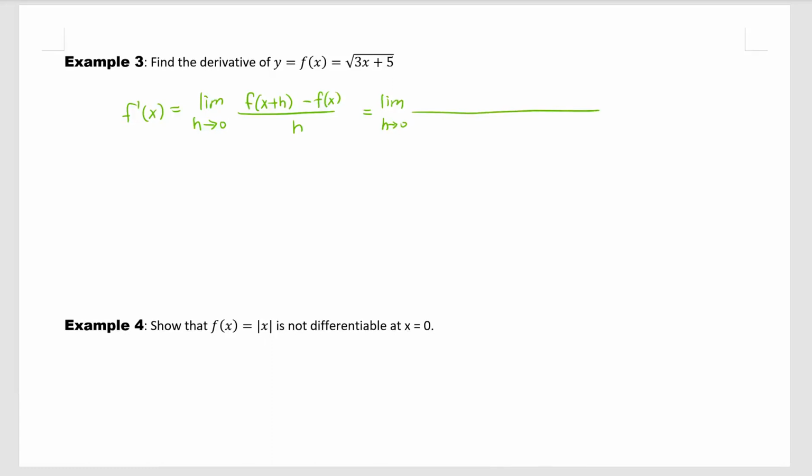What is f of x plus h? Well, look at our function. Whenever you see x, we replace x by x plus h. So we have the square root of 3, and for the x, we replace x by x plus h. But don't forget your parentheses. You replace the whole thing by parentheses x plus h. So be careful. If you forget the parentheses, then that's wrong. And minus f of x is just 3x plus 5, right? All over h.